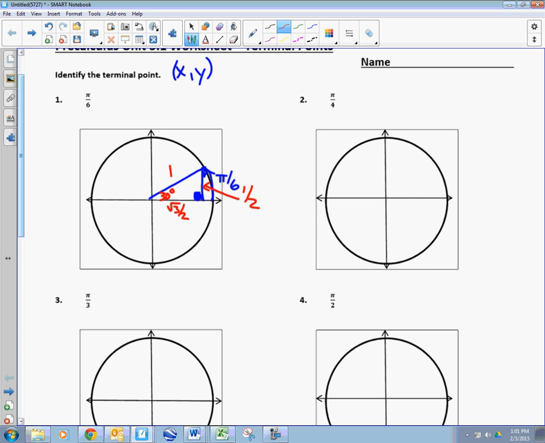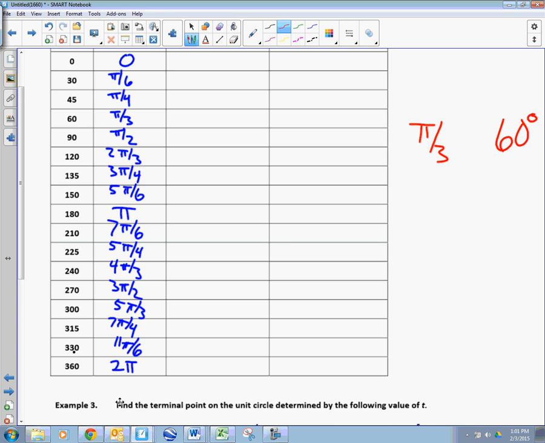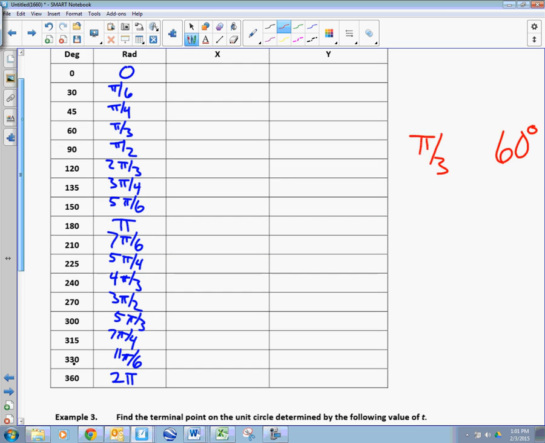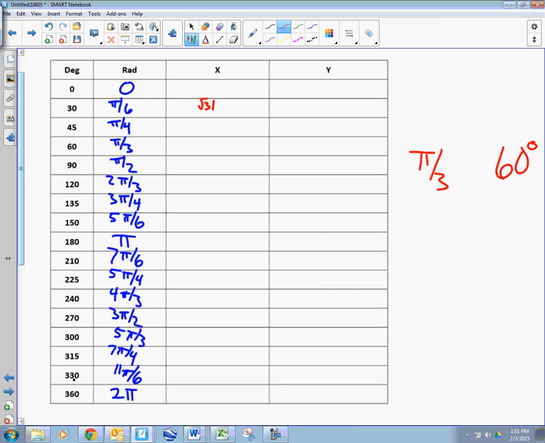Yes. So my x-coordinate, I've gone over the square root of 3 over 2, and I've gone up 1/2. That is my coordinate. Correct? Then you're going to take it and transfer it over to the other page. So pi over 6 has an x-coordinate of square root of 3 over 2 and a y-coordinate of 1/2. Remember what the coordinate was for 0? 1, 0. Yep.